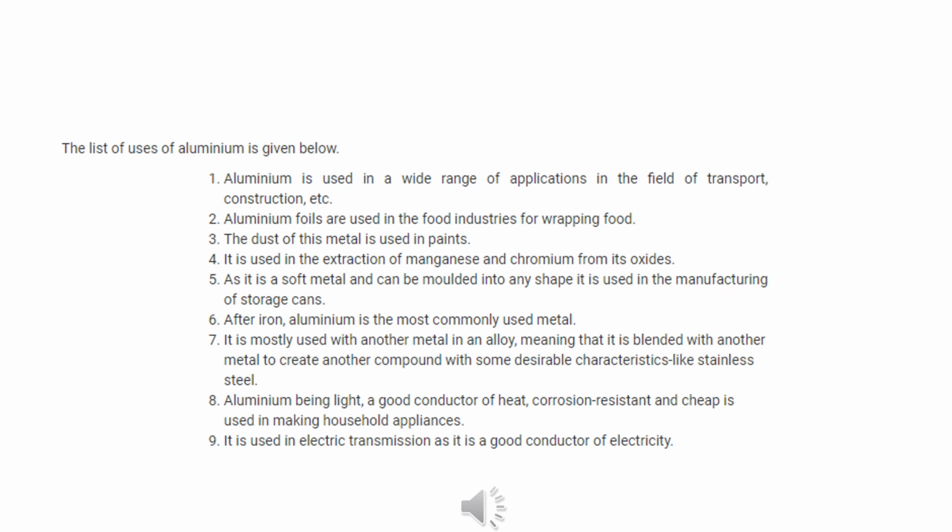And finally, it is used in electric transmission as it's a good conductor of electricity. In other words, the wires and cables that we see are majorly copper because copper is cheaper than aluminium. Nevertheless, aluminium is a better conductor and can be used for making cables.